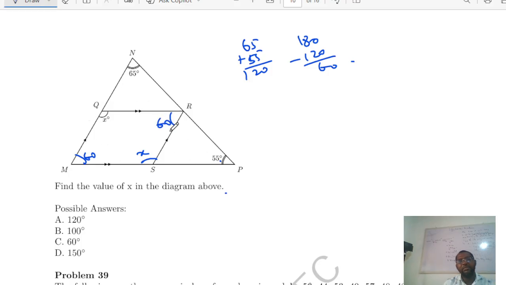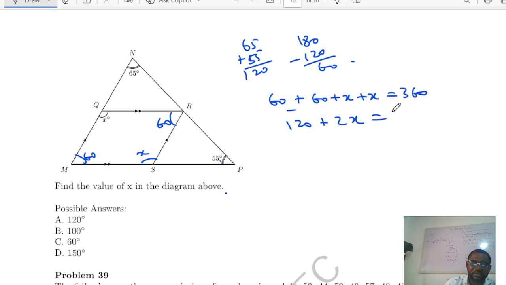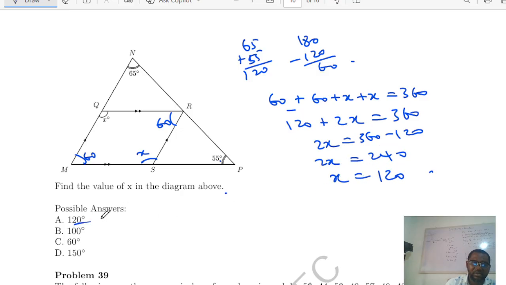And a parallelogram is a quadrilateral. The sum of angles in a quadrilateral is 360. So I'm going to say 60 plus 60 plus x is equal to 360. So this is 120 plus 2x is equal to 360. 2x is equal to 360 minus 120. 2x is equal to 240. So x is going to be, divide both sides by 2, which is 120. So the answer to this question is A.